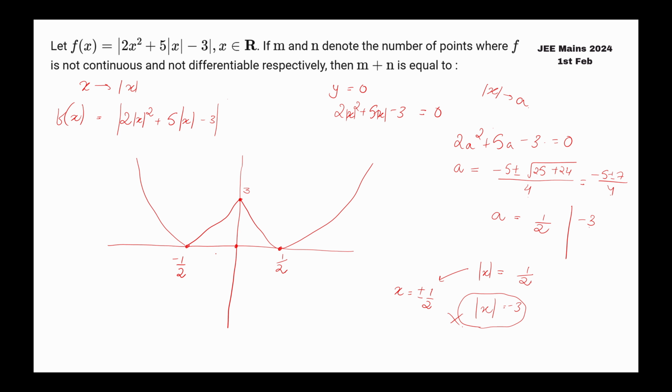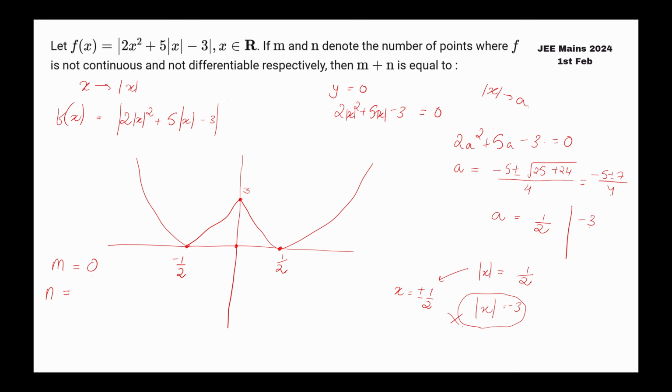Now from this graph, you can see that this graph is continuous at all points. From minus infinity to plus infinity, this graph is going to be continuous. And m is the value that denotes the number of points of discontinuity. So m would become 0.